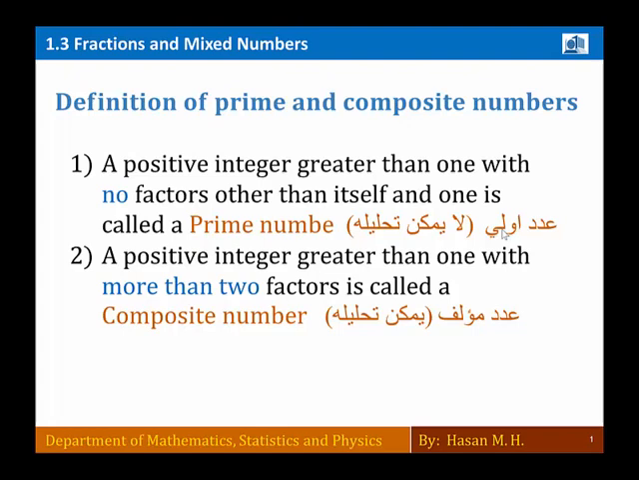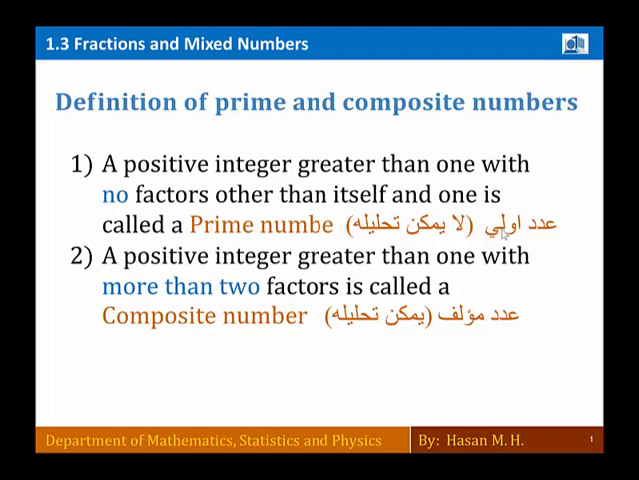5 divided by 5 is 1. 5 divided by 1 is 5. Is there any other number 5 is divisible by? We notice that there are no other numbers. Therefore, 5 is a prime number. All other numbers are called composite numbers.